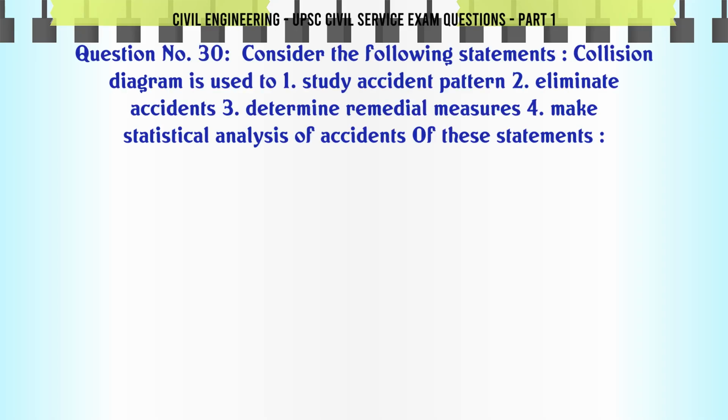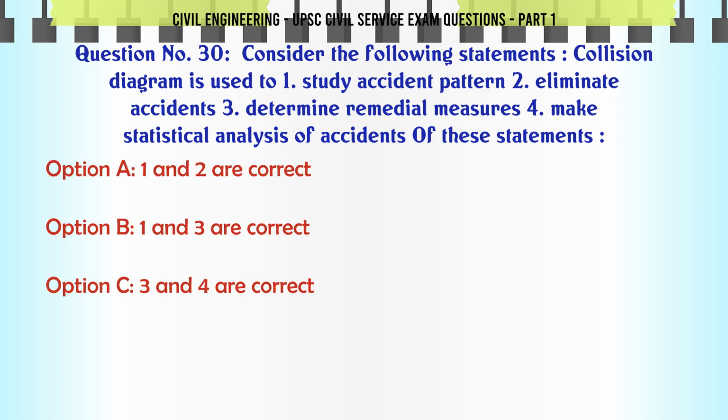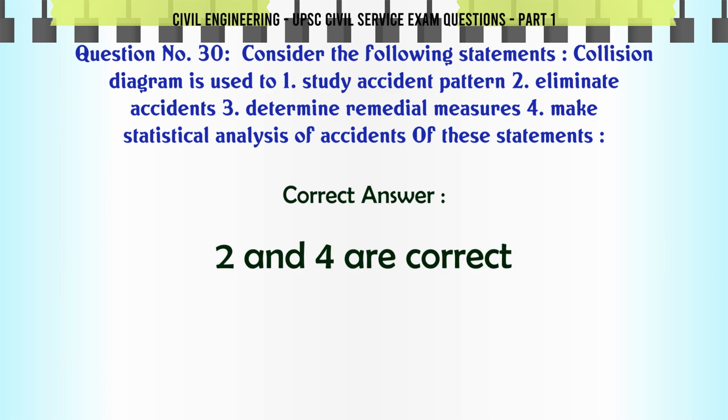Consider the following statements. Collision diagram is used to: 1. Study accident pattern, 2. Eliminate accidents, 3. Determine remedial measures, 4. Make statistical analysis of accidents. Of these statements: A. 1 and 2 are correct. B. 1 and 3 are correct. C. 3 and 4 are correct. D. 2 and 4 are correct. The correct answer is 2 and 4 are correct.